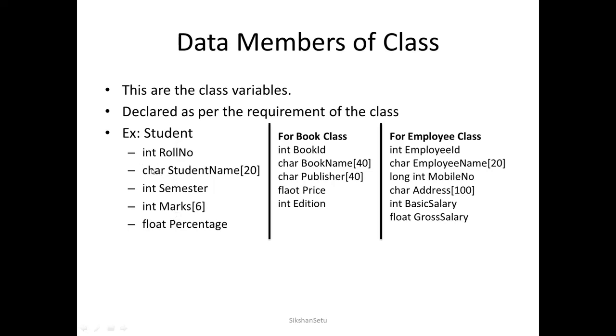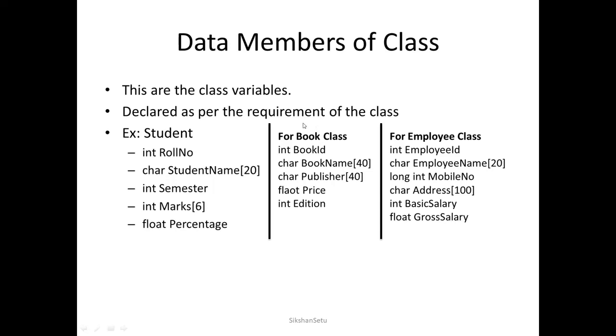And we give an appropriate data type for each data member. We can see here the student name. It is a character, but not a single character. It must be a bunch of characters, so it is a character array. Marks: I am not going to store the marks of only one subject. I am going to store the marks of 6 different subjects, so I have taken marks as an integer array.